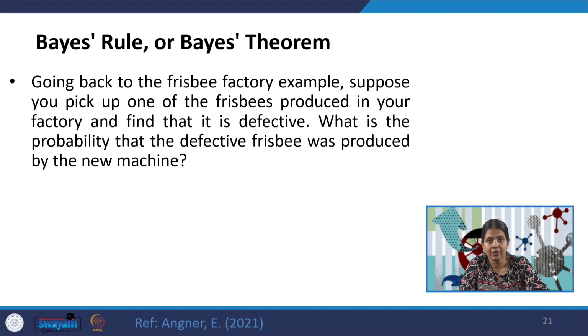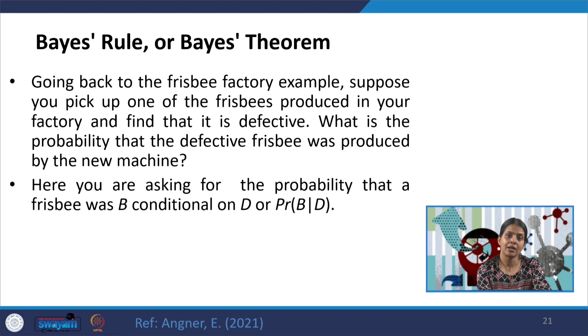Going back to the Frisbee factory example, suppose you pick up one of the Frisbees produced in your factory and find that it is defective. Now the question is, what is the probability that the defective Frisbee was produced by the new machine? So far we asked what is the probability that one randomly picked up Frisbee will be defective regardless of which machine produced it. Here we are asking what is the probability that a defective Frisbee will be produced by your new machine.